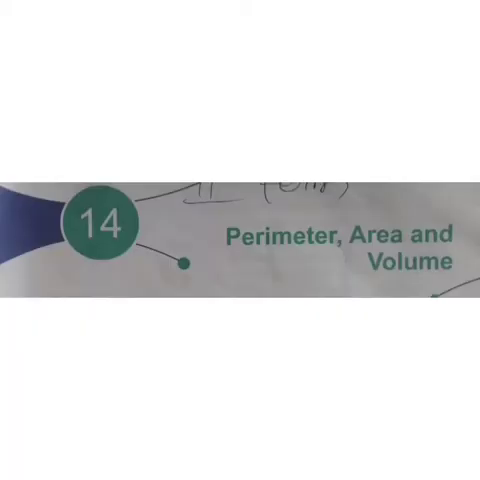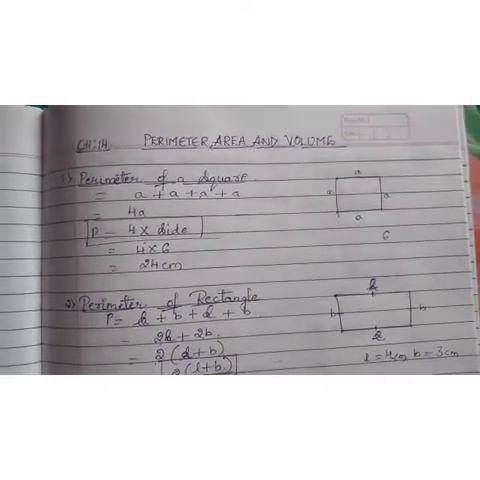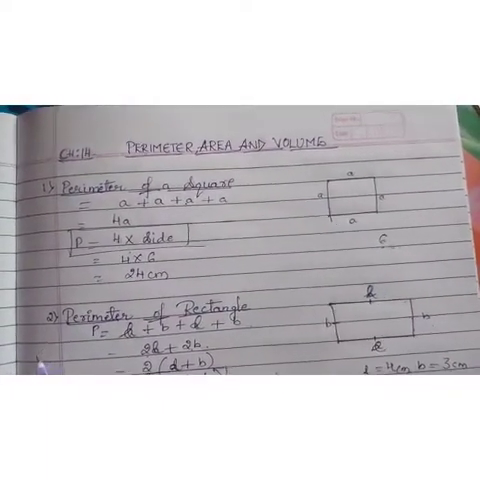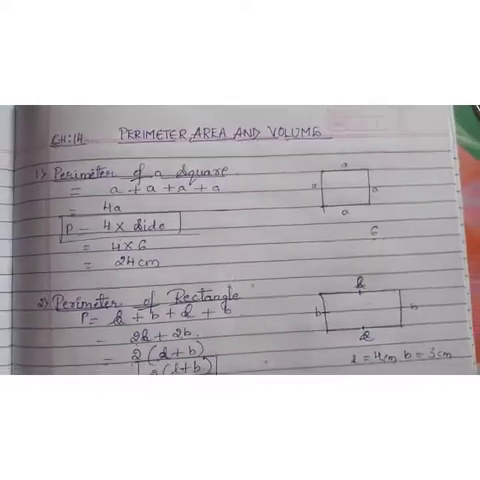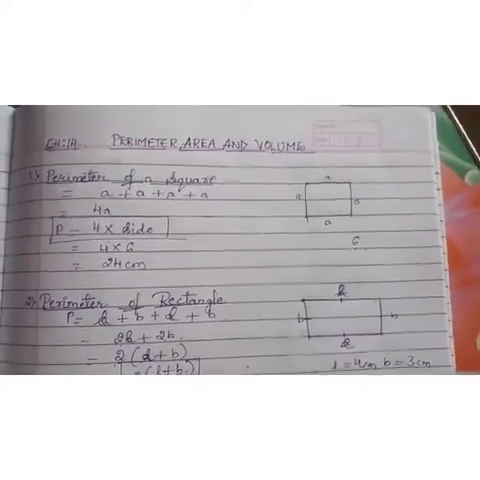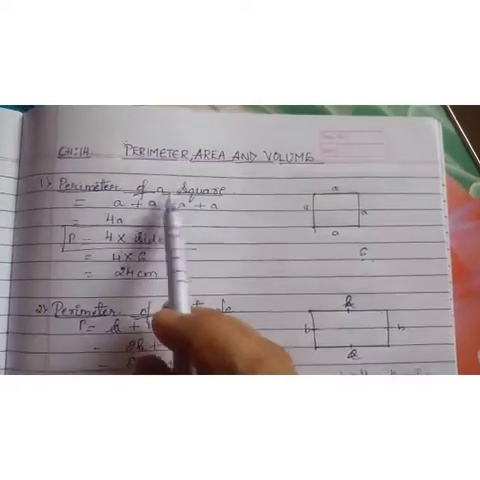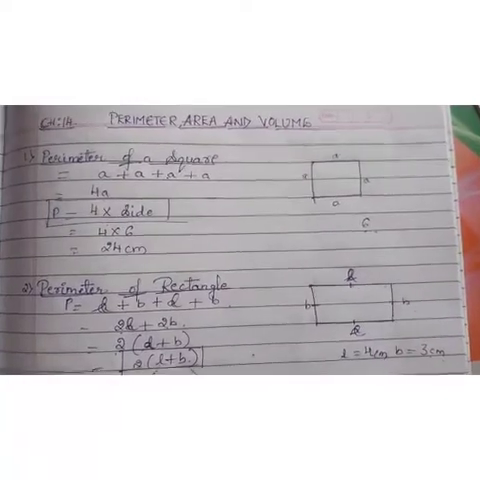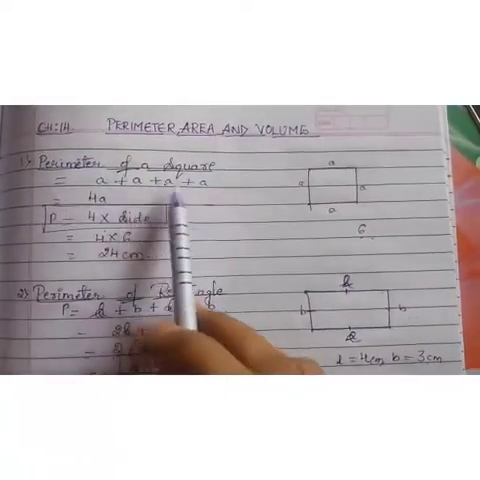So children, today let us take a quick recap on chapter number 14, perimeter, area and volume. So let's begin. Students, we have already learnt about perimeter of a square, rectangle and triangle in our earlier lectures. So let us take a quick recap on how to find the perimeter, area and volume. So first let us go to perimeter of a square.